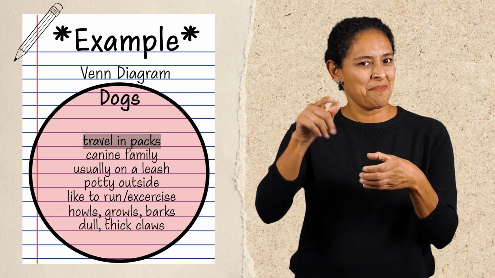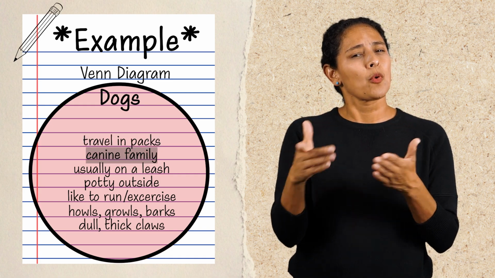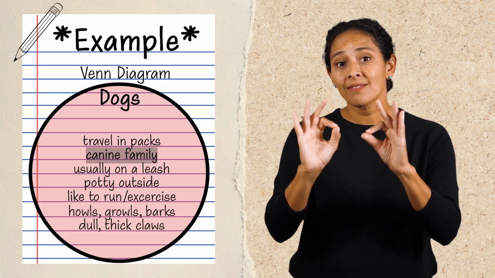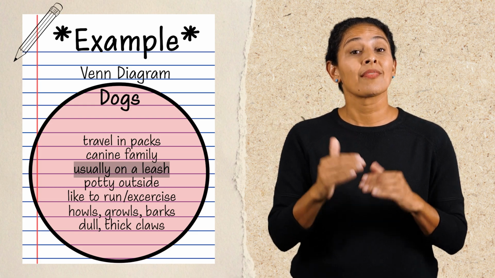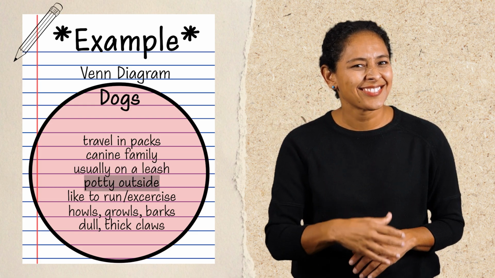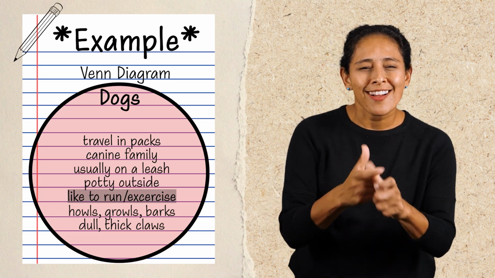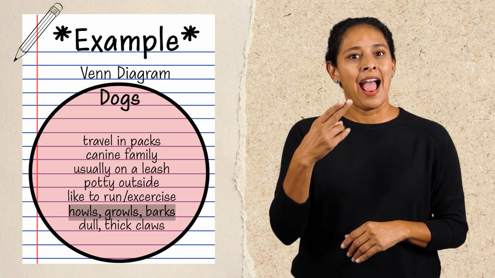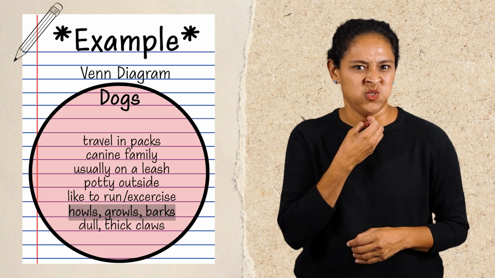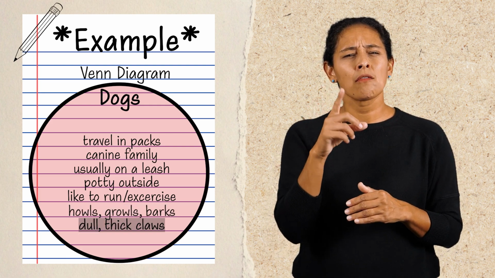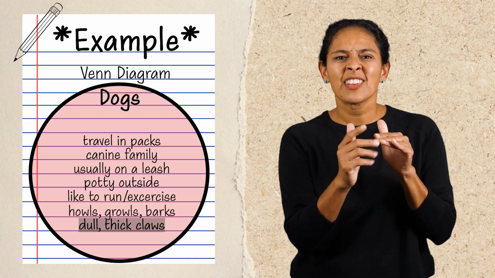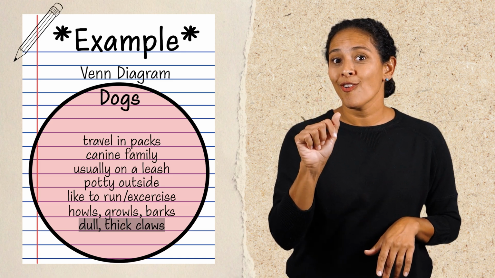They travel in packs. They are part of the canine family. They are usually on a leash. They potty outside. They like to run, exercise. They howl, growl, and bark. They have dull, thick claws.